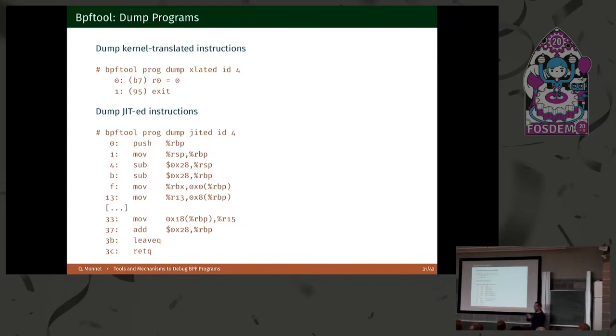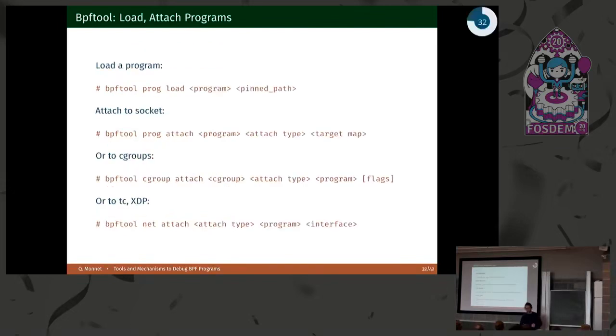So I can have just these instructions as they are in the program, but I can also dump the JITted instructions. So in the second case, it was JIT compiled into a native binary for x86, and I can get all those instructions. So that's interesting to see what's happening with the JIT compiler.